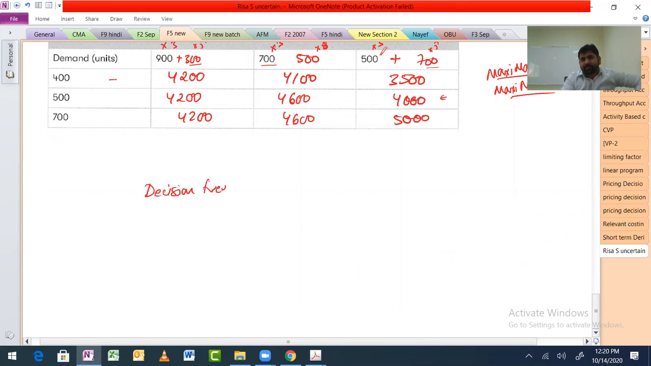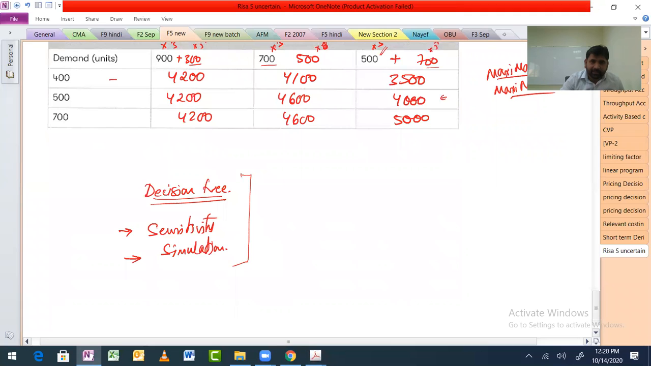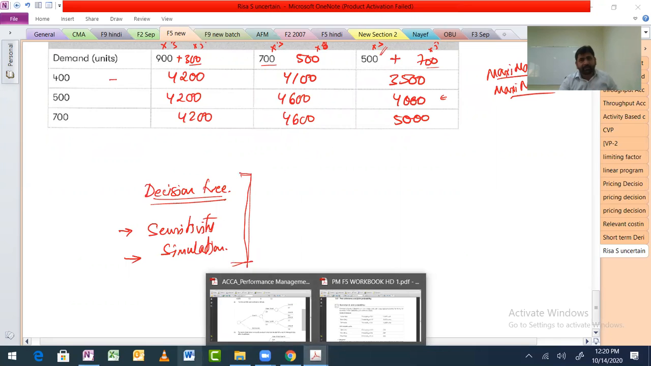This is important. Once we do decision tree, we have two very simple things, that is sensitivity analysis and simulation. These are very simple, not asked too many times, but they are in the book, so that's why we'll discuss them. Most probably, if we are quick enough, we'll be able to finish this in the next class. And then we'll be done with this entire segment, and we can spend at least 1 or 2 classes on the revision kit of this part.